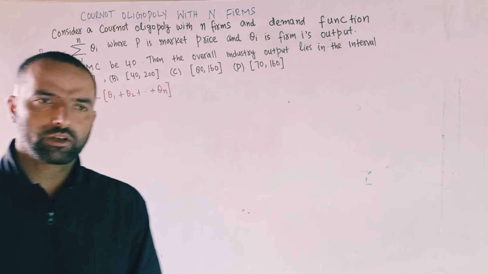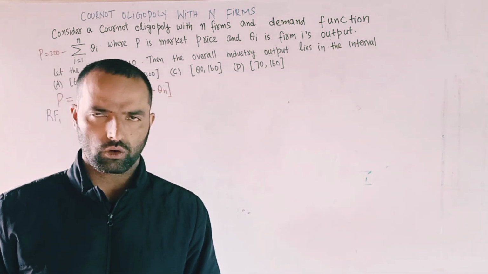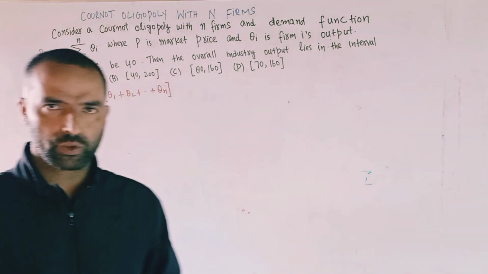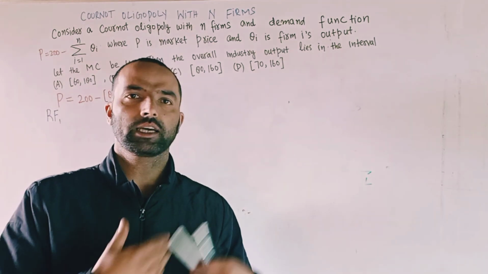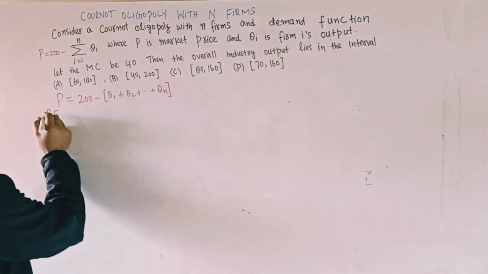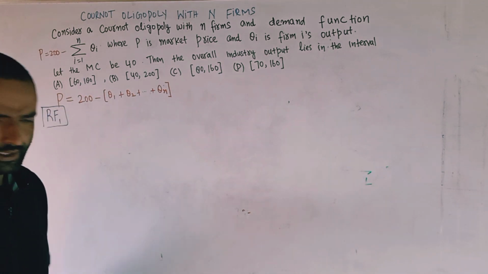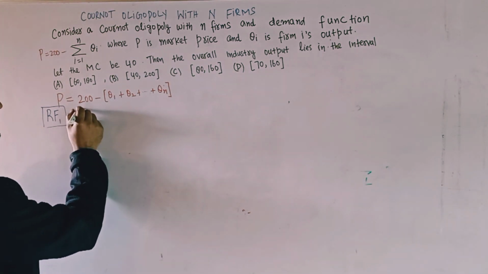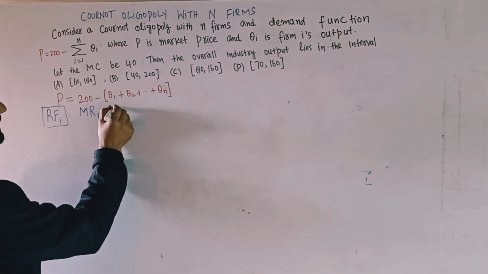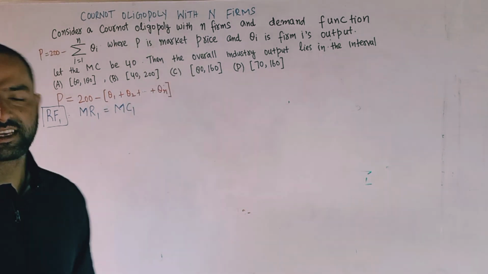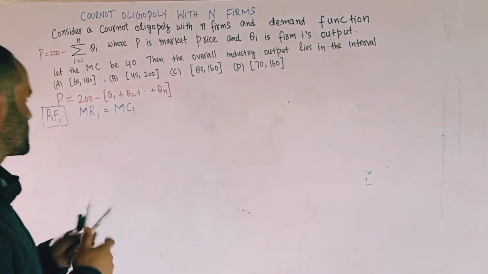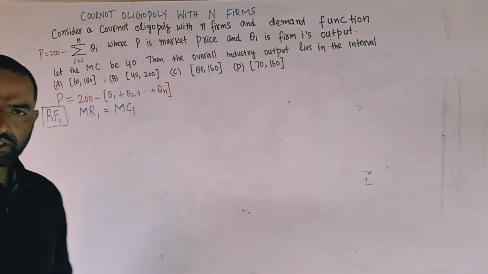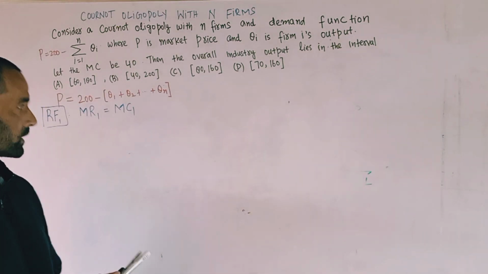The reaction function of a firm in Cournot oligopoly simply shows us the amount of output that firm 1 will produce given the other firms have chosen their optimal outputs. How do we calculate the reaction function? Simple. The reaction function of firm 1 is found by equating the marginal revenue of firm 1 with its marginal cost. Since marginal cost is the same for each individual firm, let's denote it by MC1. Now to find the marginal revenue function of firm 1, first we need to find the total revenue function of firm 1.